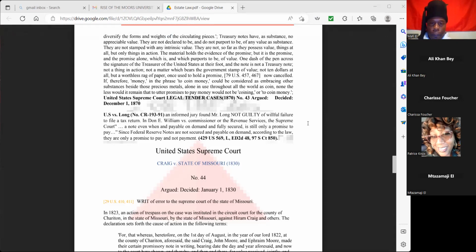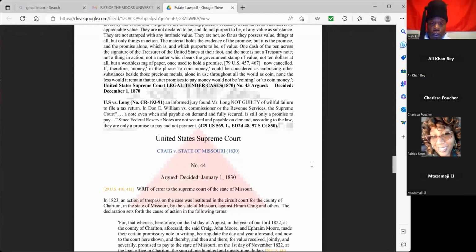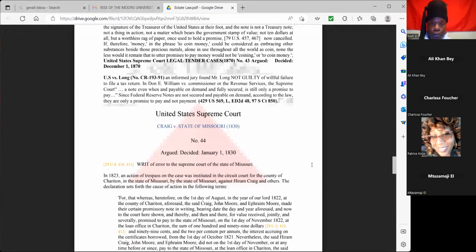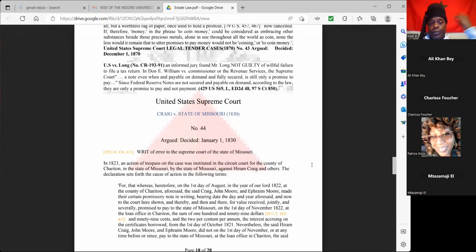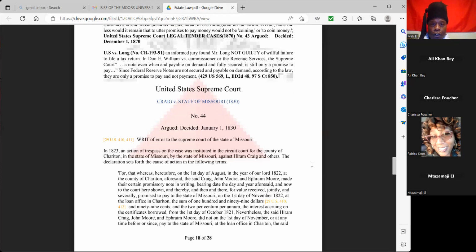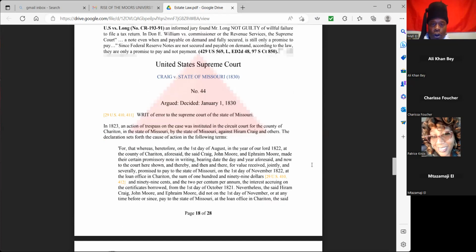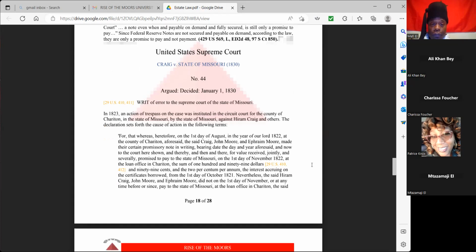All right, so more case law, just to have downloaded in our mind, in our files, to know what we can pull from dealing with these issues. So we got a United States Supreme Court case, Craig versus State of Missouri, 1830 case. It was argued and decided January 1st, 1830.